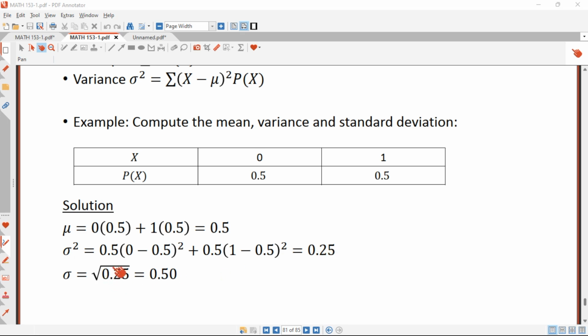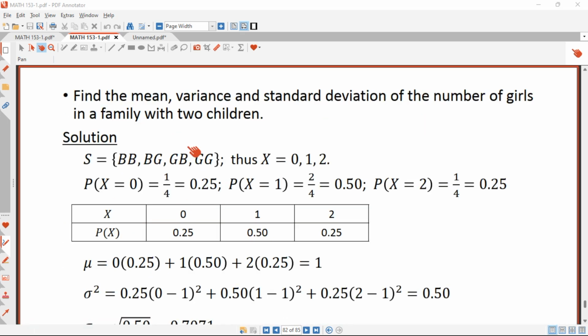So when you square root the variance, right, you are going to get our standard deviation. So the square root of 0.25 will give us 0.5 as our standard deviation. So this is the example under that. So let's solve more examples for us to get an understanding of what we are doing here.